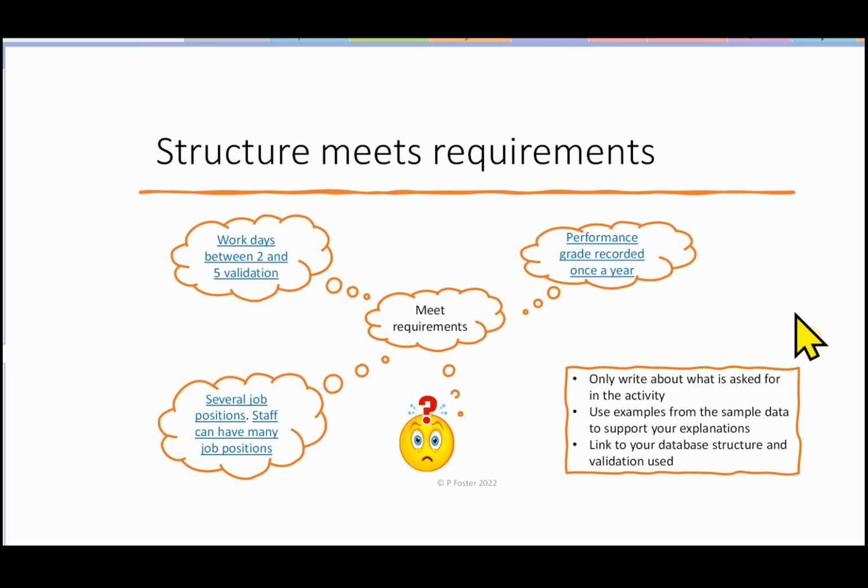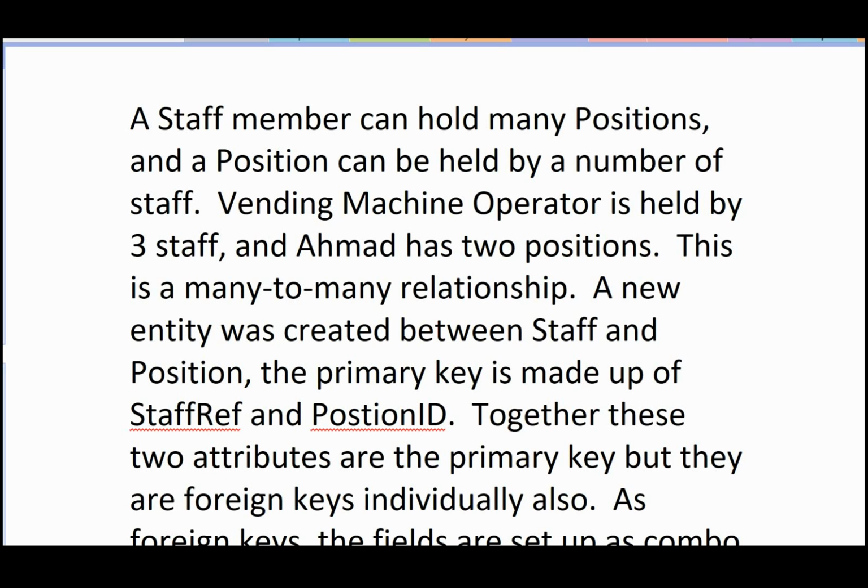The final part of the evaluation covers several job positions, and staff can have many positions. And here we have a paragraph covering that. It's slightly longer, this paragraph. A staff member can hold many positions, and a position can be held by a number of staff. Vending machine operator is held by 3 staff, and RMAD has 2 positions. This is a many-to-many relationship. A new entity was created between staff and position. The primary key is made up of staff ref and position ID.